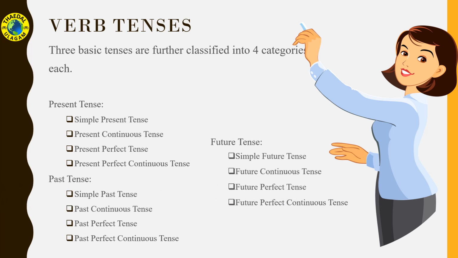Three basic tenses are further classified into 4 categories each. Present tense is further classified into simple present tense, present continuous tense, present perfect tense, and present perfect continuous tense. Past tense is further classified into simple past tense, past continuous tense, past perfect tense, and past perfect continuous tense. Future tense is further classified into simple future tense, future continuous tense, future perfect tense, and future perfect continuous tense.